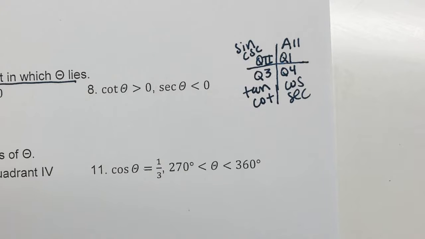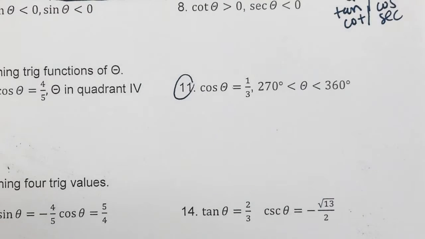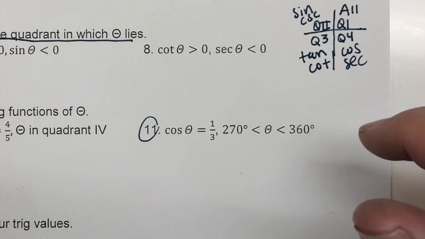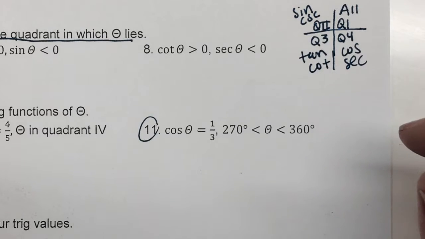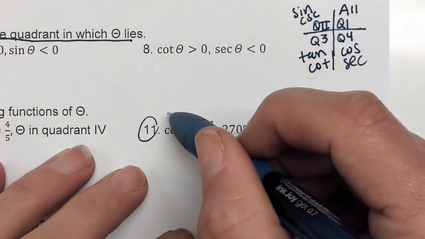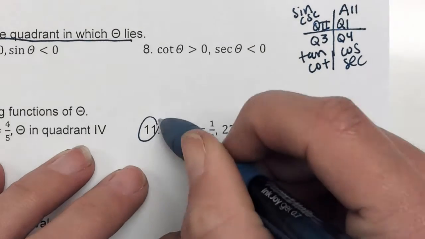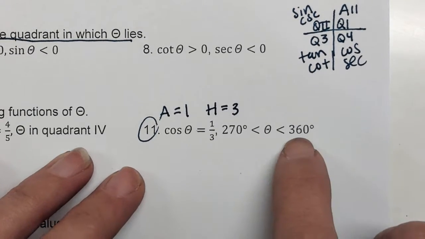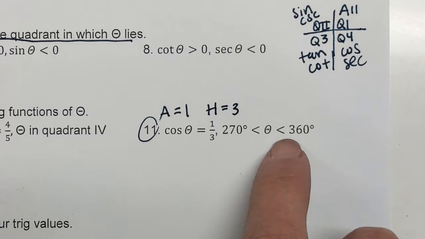Alright, on this next group, 9, 10, or 11, which one do y'all want to do together? Okay. Alright, the directions say, I'll move up, find the exact value of each remaining trig function. How many trig functions did they give us in number 11? So we have how many more? 5. Good. They give us the what over what for cosine? 1 over 3. Or adjacent over 3. Good. Adjacent is 1. Hypotenuse is 3. They also give us this information.